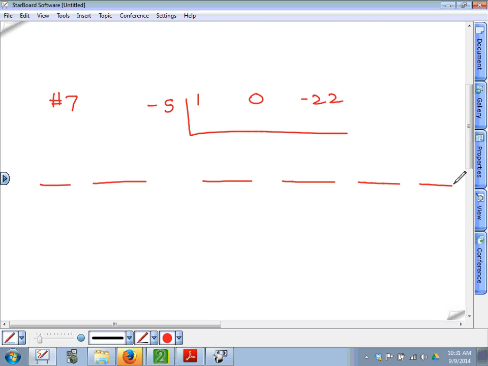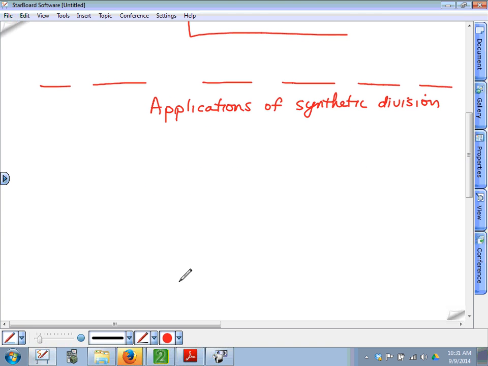Okay? I need your eyes up here at the screen. The next and last topic is just applications, mostly of synthetic division. Okay, here's a question I want you to write down real quick. Is x plus 2 a factor of x squared plus 7x plus 10?